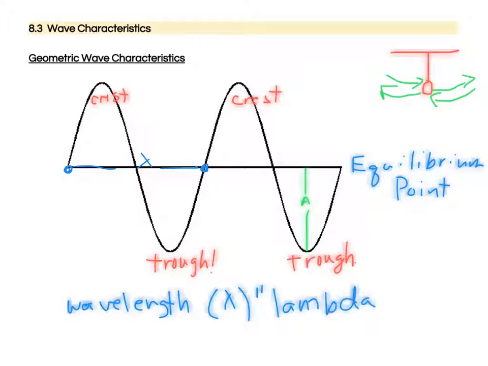Another way to measure it, if I were to take this line and transpose it to another position, would be crest to crest. So here to here, this is also a lambda. As you would expect, I could also measure a lambda from trough to trough. So all of those are ways that I can measure wavelength.